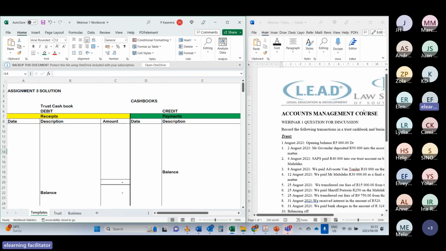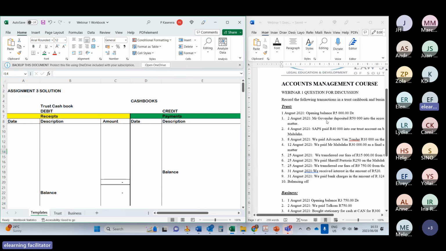Okay, so this is more like our discussion question. We want to post these transactions into our cash book. I'll try to be fast, hopefully not too fast, to show you how to go further and record these transactions in a ledger.